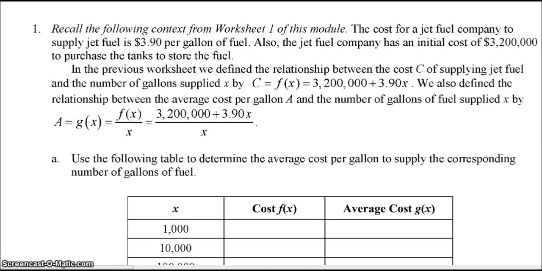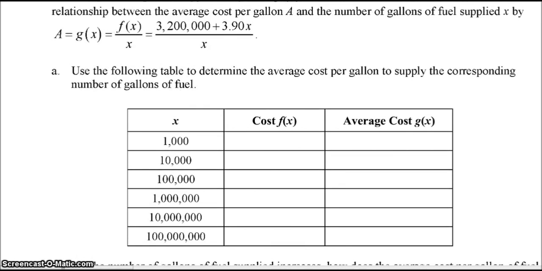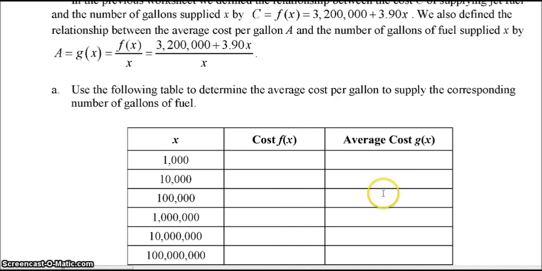Use the following table to determine the average cost per gallon to supply the corresponding number of gallons of fuel. So for each of these, we just need to substitute 1,000 in for X into our function. Let's see, two functions. One, F of X for this column, and then G of X for this column. So for the first one, F of 1,000 equals 3,200,000 plus 390 times 1,000.